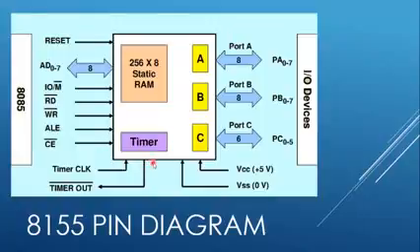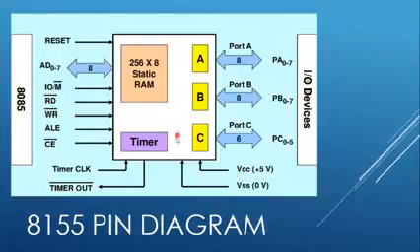8085 sends data to 8155 using a data bus which can be given to I/O devices. 8155 has 3 ports: port A, port B, port C. These pins are interfaced with 8085.